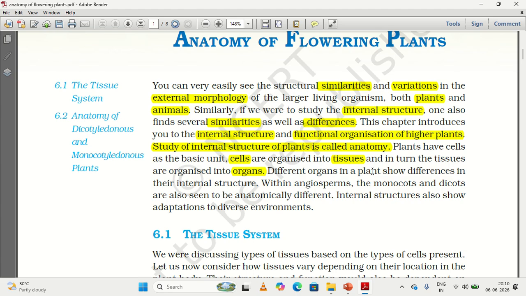Different organs in a plant show differences in their internal structure. Like in a human being, for example, how the heart is different from the lungs, the lungs are different from the intestine, the intestine is different from the stomach. Likewise, one organ is different from the other in the plant body also. Leaves are different, stem is different, roots are different. Within angiosperms, the monocots and dicots are also seen to be anatomically different. So the monocots and dicots show internal variations.